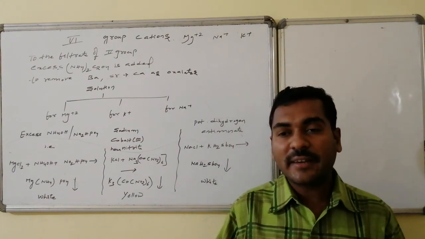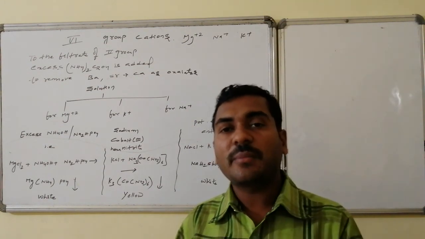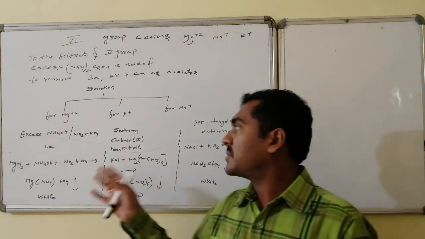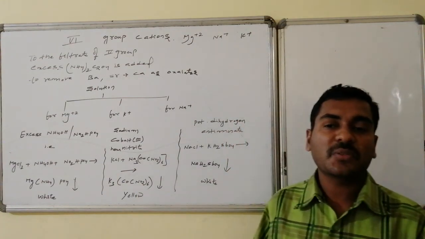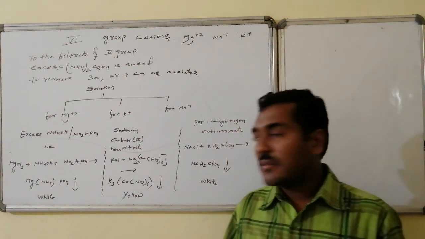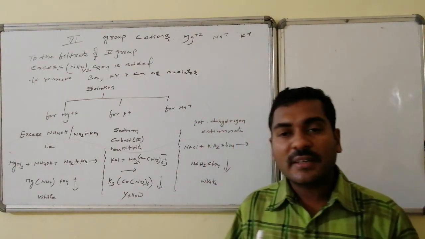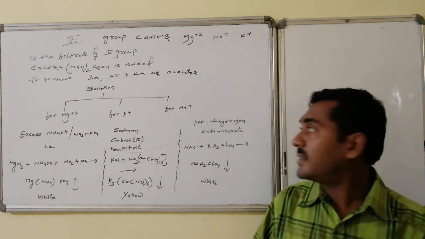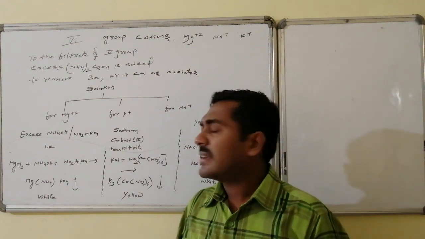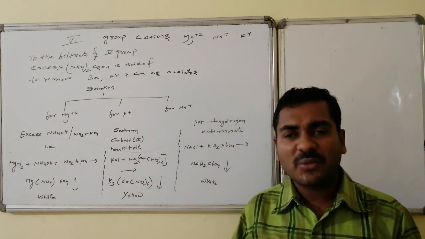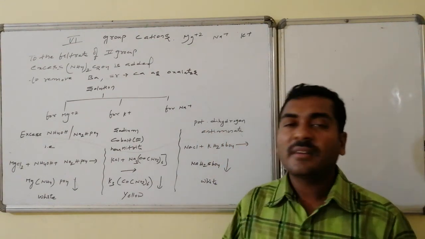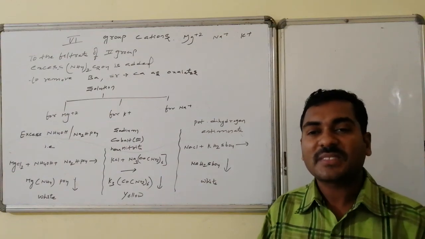And that filtrate is divided into three parts. Part 1 is used for magnesium, the second one is for potassium and the third for sodium. For the magnesium test, to this filtrate we have to add an excess amount of ammonium hydroxide to make it basic, followed by disodium hydrogen phosphate salt.